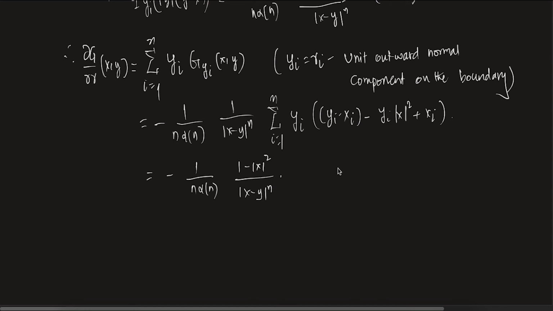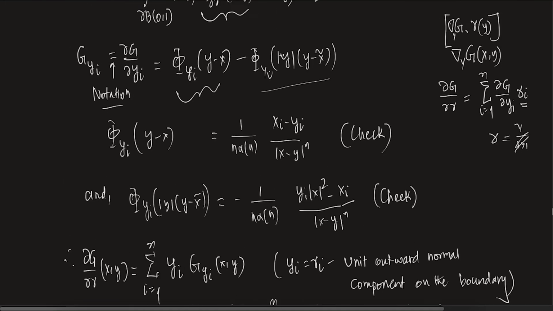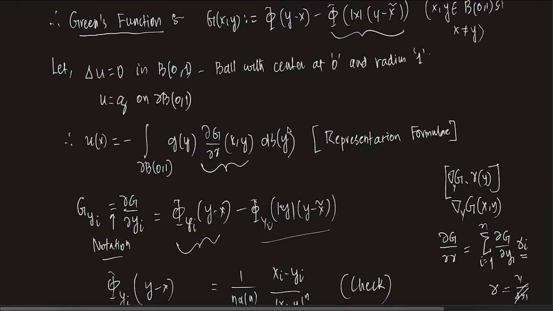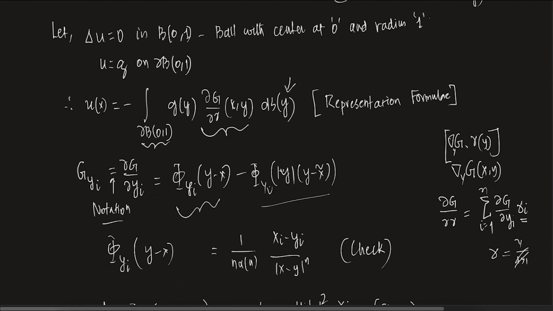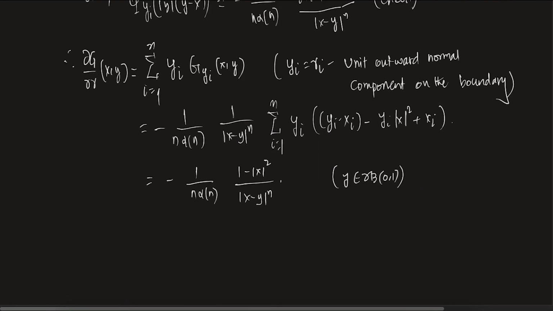Okay. So please remember, where is y? You can't choose y from anywhere. Because you see here, y is on the boundary of the ball. We want y from the boundary of the ball. I don't care what y does outside. So basically, all of this calculation is for y on the boundary of the ball.